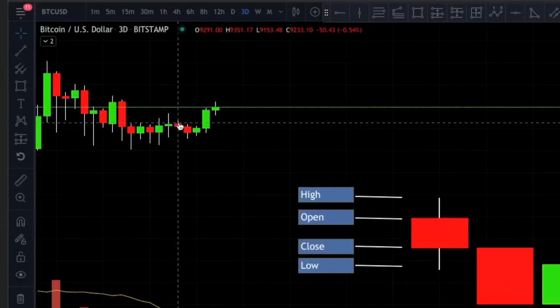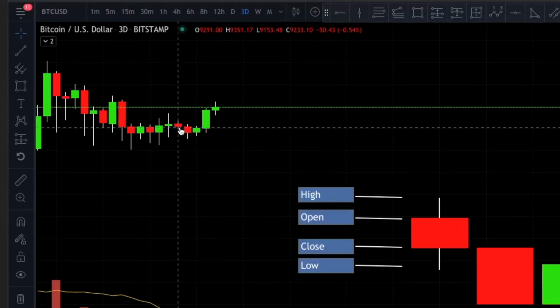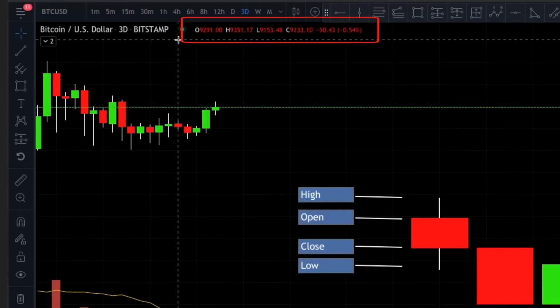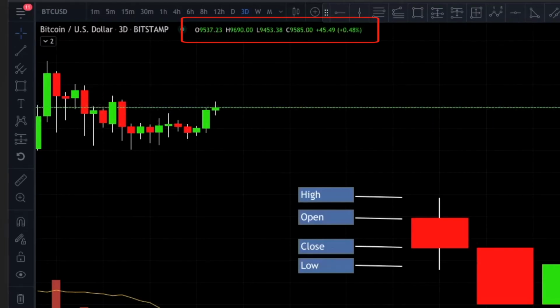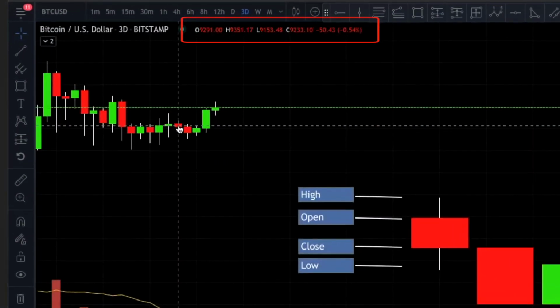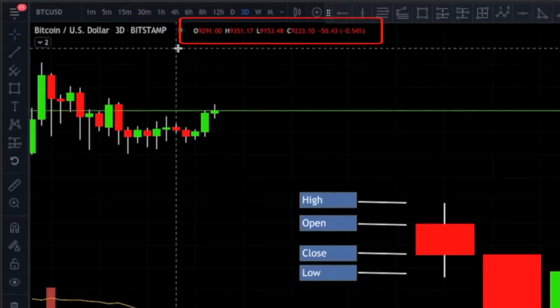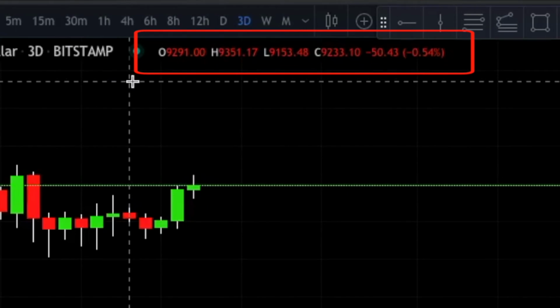So looking at this exact candlestick, we can see that this candlestick opened at $9,291. If you look up here, right at the top, you see an O, H, L, C. The O represents the open, the H represents the high, the L represents the low, and C represents close. So instead of you trying to figure out where exactly the price is by looking at the price on the right hand side here where my mouse is right now, you can just hover your mouse onto the candle and the data is represented right at the top where there's O, H, L, and C. So we can see that this candlestick, the high was $9,351.17. The open was $9,291.